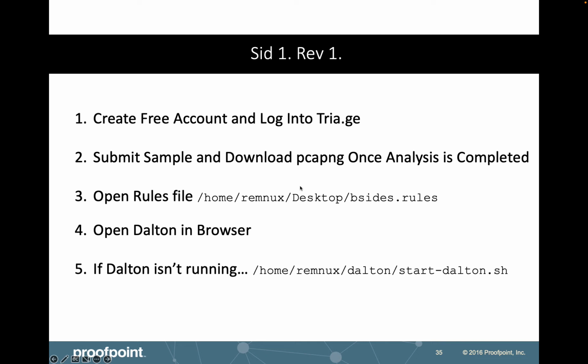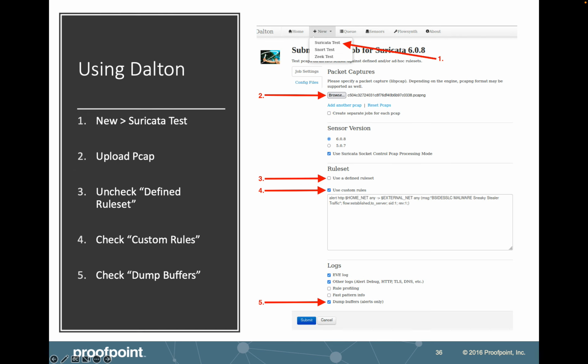Okay. So, like I said, create an account on Triage. Go ahead and submit the sample, download the PCAPNG, which the traffic is just HTTP. It's not SSL intercepted, so it doesn't really matter for today. Open up the BSides rules. Open up Dalton in the browser. Once again, you can use start Dalton if that needs to run, or if that's not running.